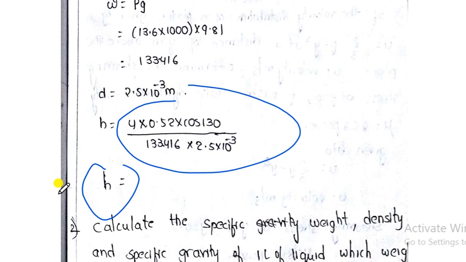So this is a very easy type of numerical that is going to be asked. Let's see some more numericals.